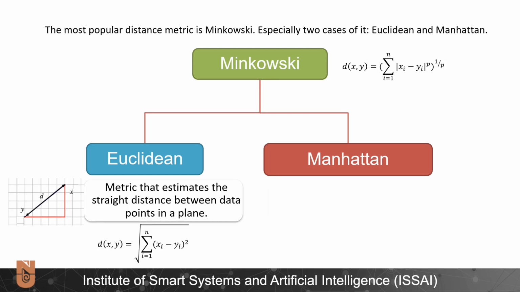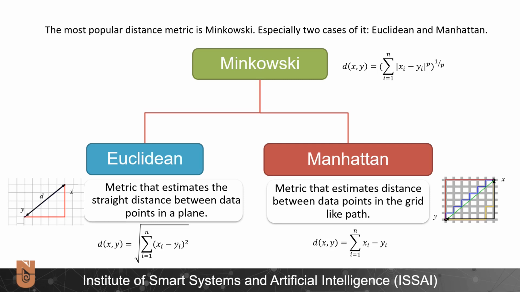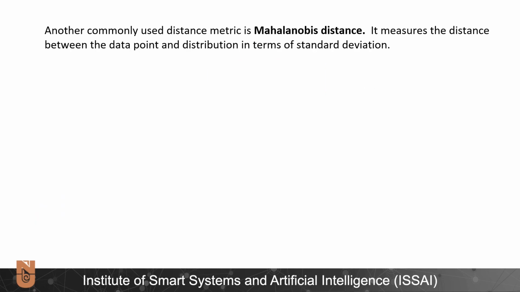Euclidean metric is a metric that estimates the straight distance between the points in a plane. Manhattan metric is a metric that estimates the distance between data points in the grid-like path. It is also called a taxicab distance or city block. Another commonly used distance metric is Mahalanobis distance. It measures the distance between the data point and distribution in terms of standard deviation.